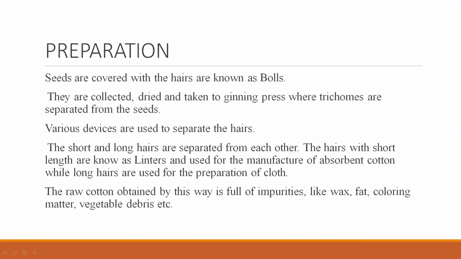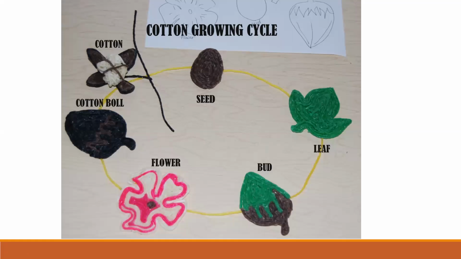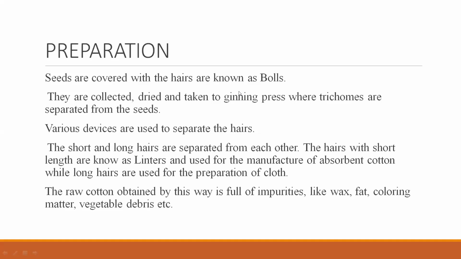So what is preparation? We are studying in detail. Firstly, seeds are covered with hairs and known as bolls. These are collected, dried, and taken to the ginning press. What is the function of the ginning press? The ginning press separates the hairs from the seeds. As we have said, the seeds are covered with the hairs, and we have to separate the hairs for the cotton fiber.